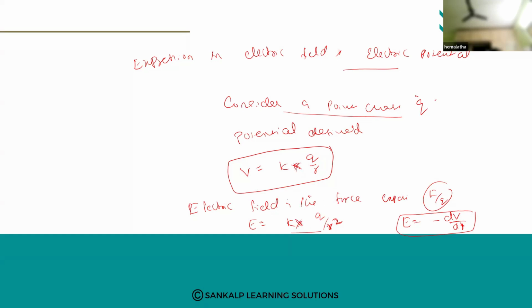So this K Q by R square, what happens to it? If we take the differentiation, you will get the energy. So that is, we can write like this. Okay, dV by R. This is how we have to derive the expression for the electric field and electric potential. So the exact textbook has given this, correct?